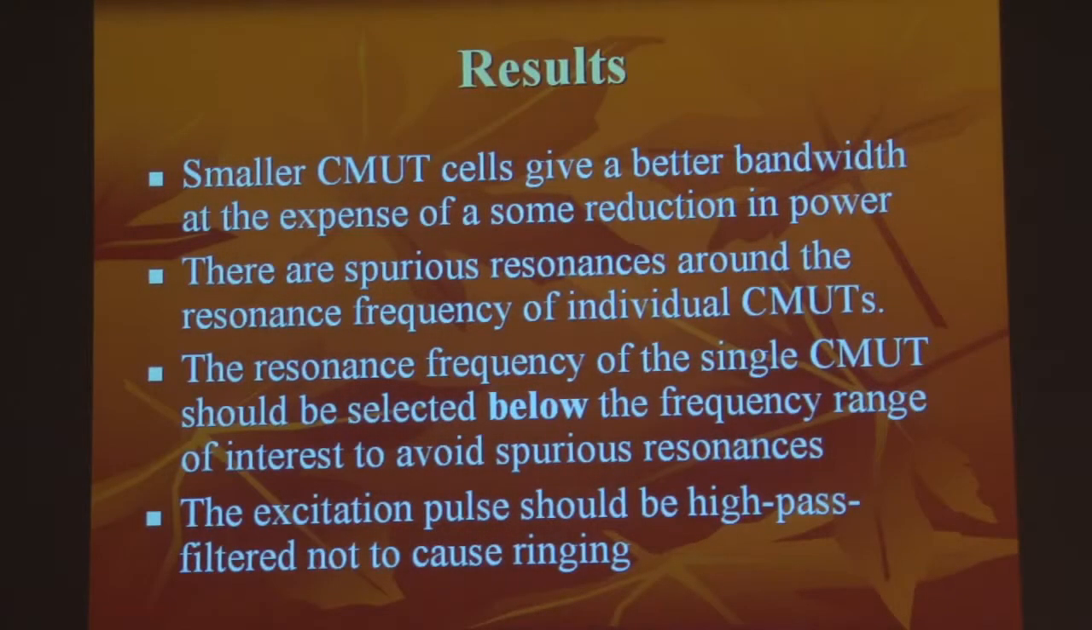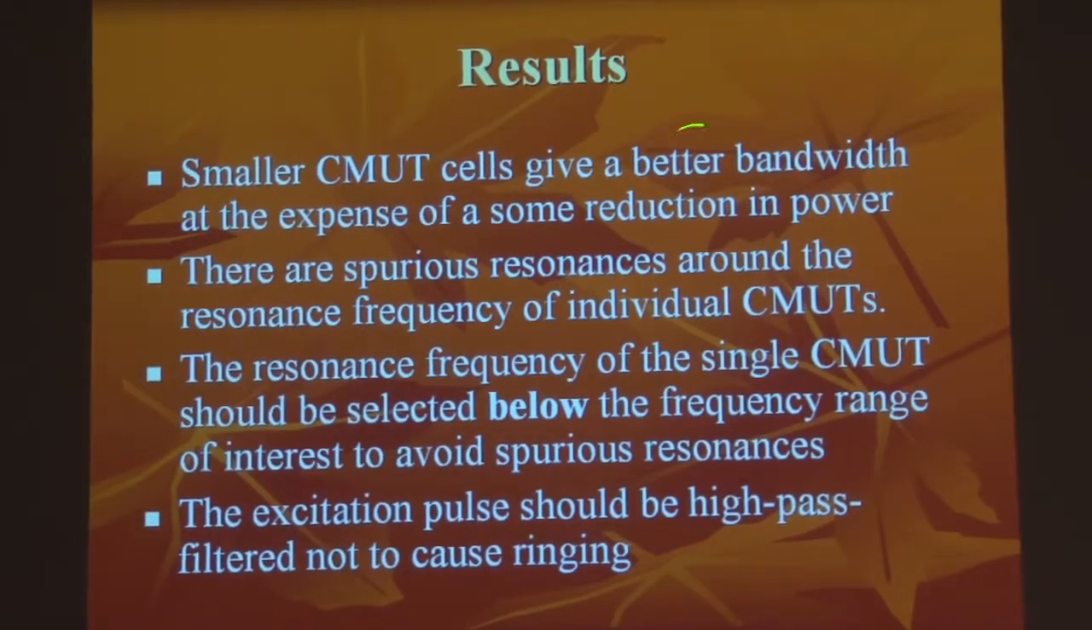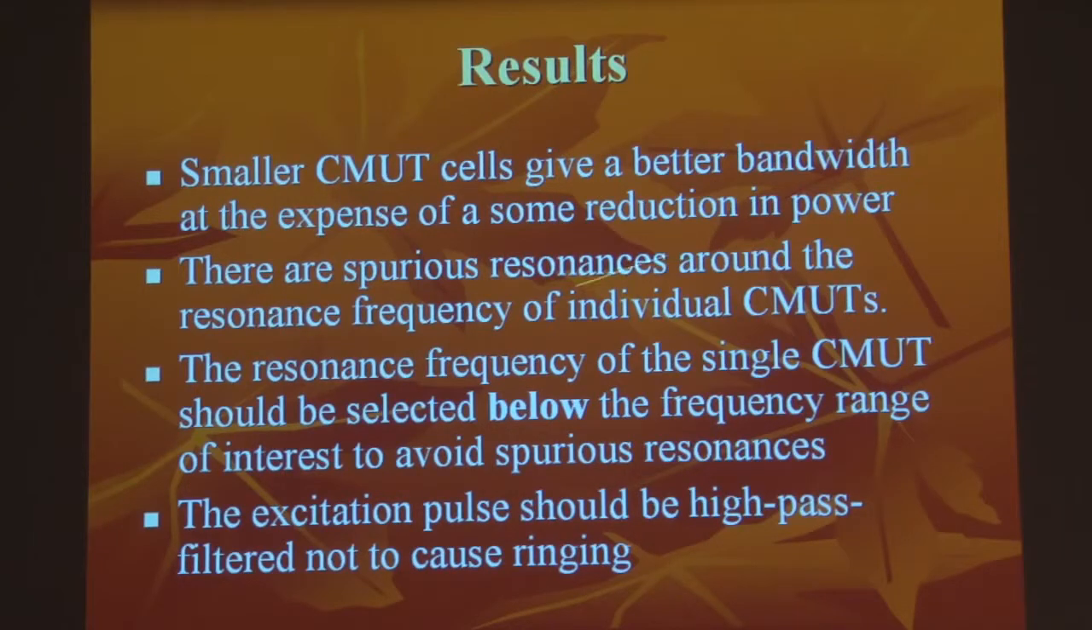So our intermediate results are that smaller CMOT cells give a better bandwidth at the expense of some reduction in power. There are spurious resonances around the resonance frequency of the individual CMOTs. The resonance frequency of a single CMOT should be selected below the frequency range of interest to avoid these spurious resonances. The excitation pulse should be high-pass filtered so as not to cause these ringings.